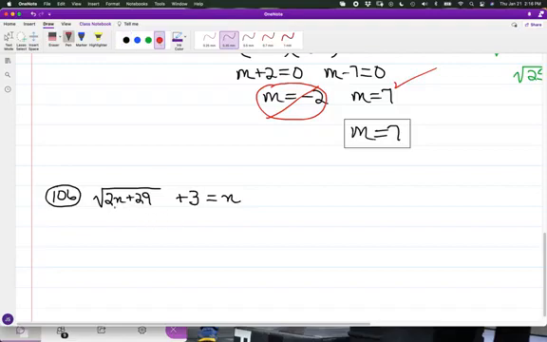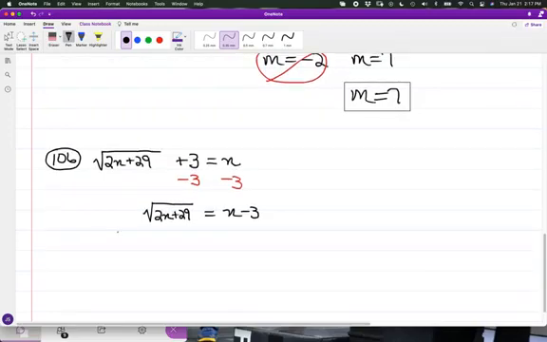And just like before, we're going to isolate the radical, which we have in the form of the square root of 2n plus 29, by subtracting 3 on both sides. So this will leave us with the square root of 2n plus 29 is equal to n minus 3. And once again, we look at squaring both sides.